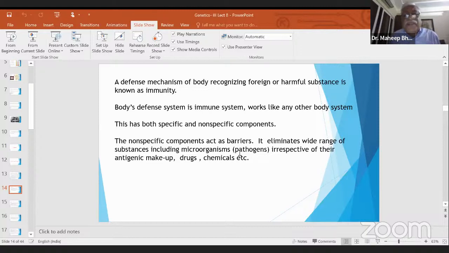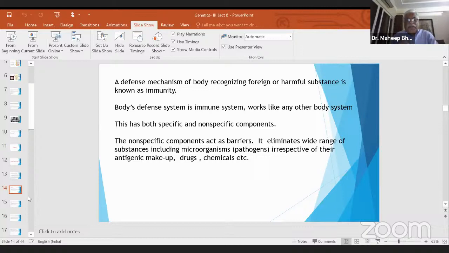Non-specific components act as a barrier. Barrier means they stop anything from entering the body. Well, what are these barriers? The large number of structures present in our body act as the first barrier to the entry of non-self substances.